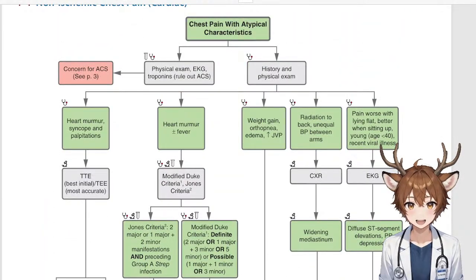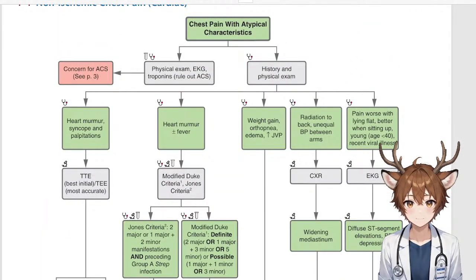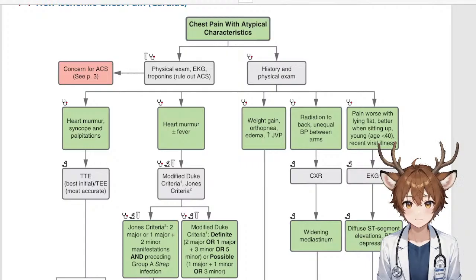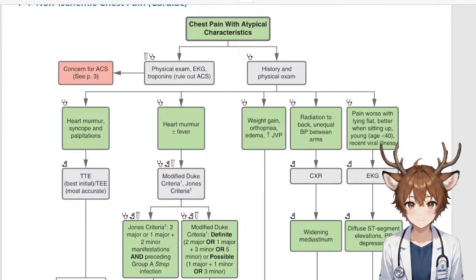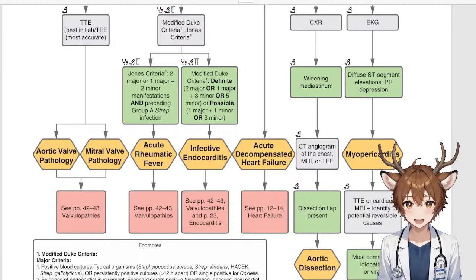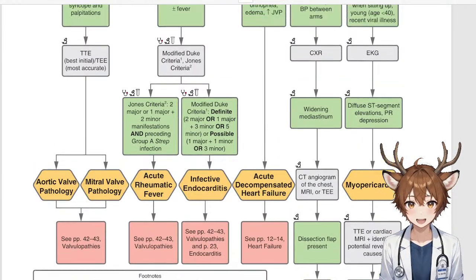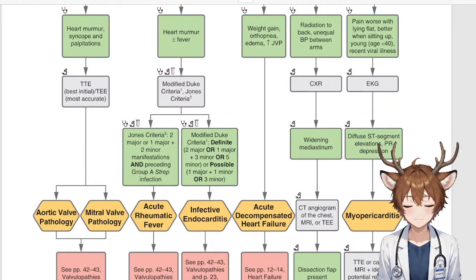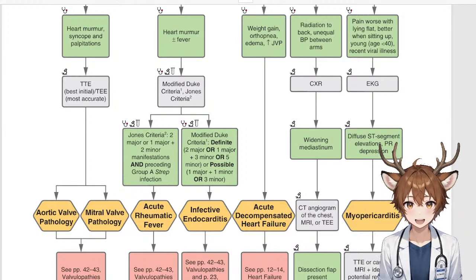What about you do a history and physical exam? We're saying, oh, weight gain, orthopnea, edema, and elevated jugular venous pressure. In that case, we think about acute decompensated heart failure, okay? See pages 12 to 14, heart failure.